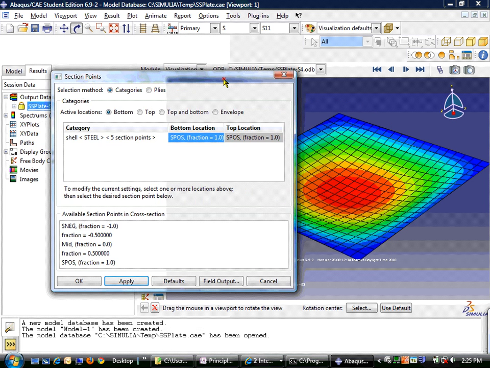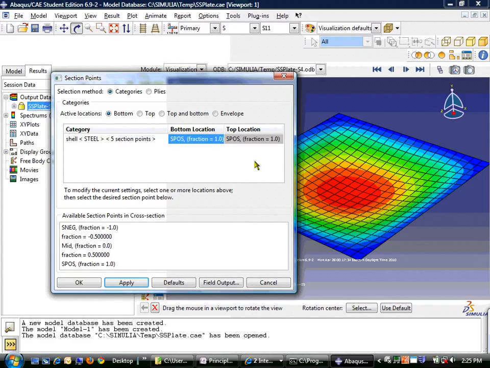So when you read the results from shell elements, you have to be sure about which surface of the plate you are reading the stresses from.